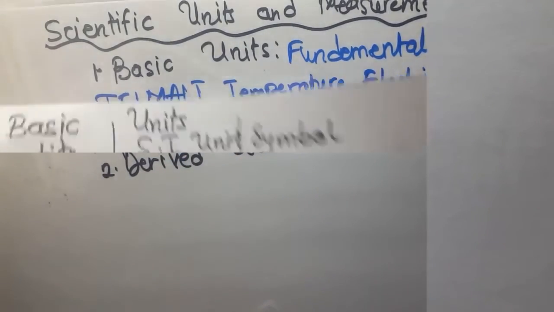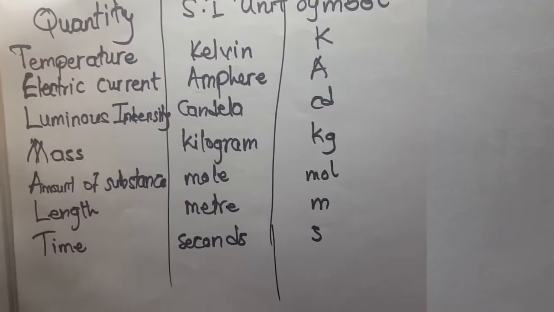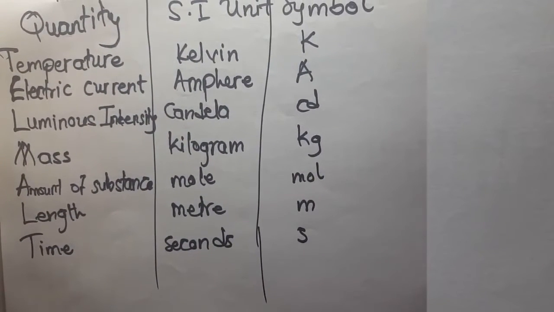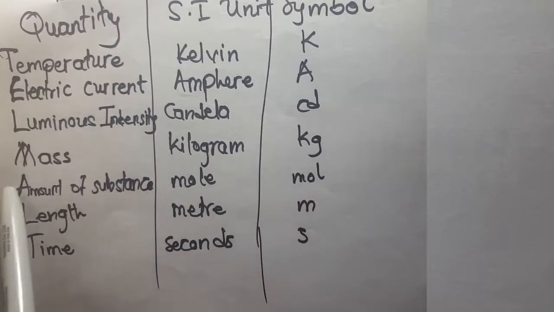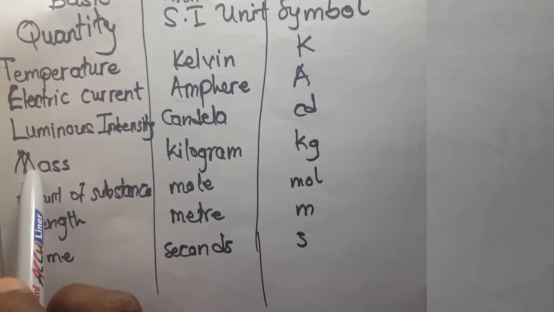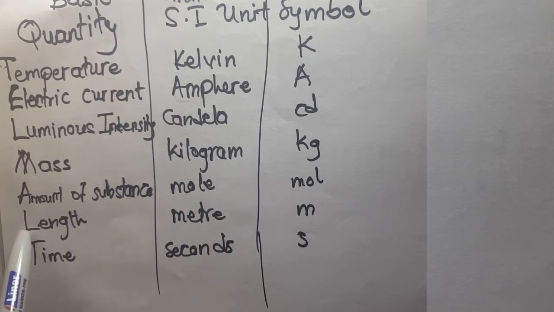These are your basic units. So we have Telmalt: T for temperature, E for electric current, L for luminous intensity, M for mass, A for amount of substance, L for length, and then T for time.